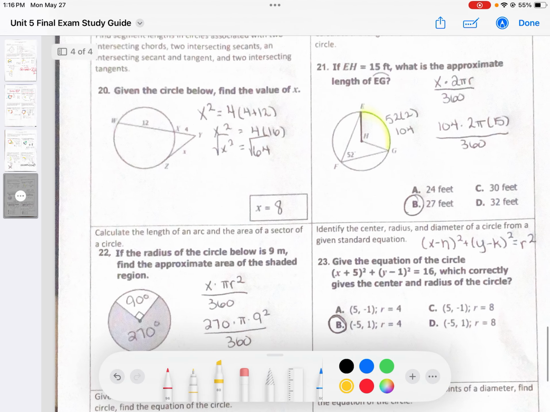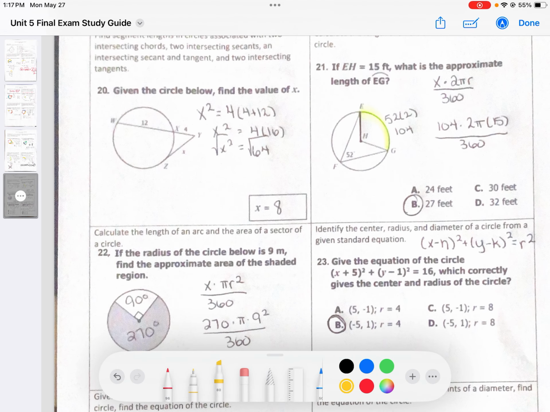All right, let me hit these last few problems. Then we're taking a break so I can do the Unit 6 and Unit 7 part of the study guide, all right?